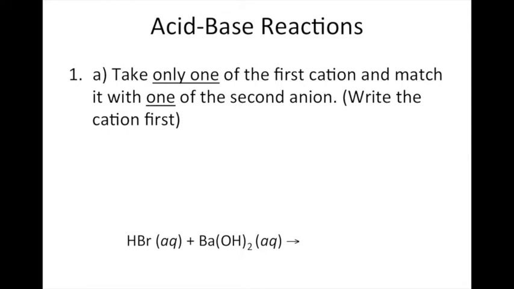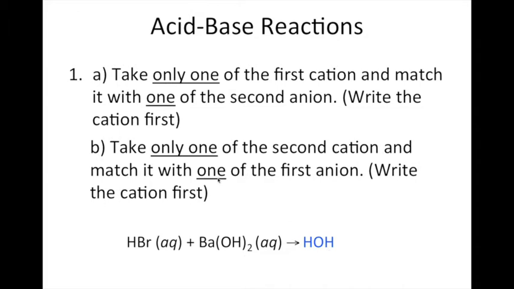So there's a few steps that we want to follow. The first thing, in order to predict the products, we take only one of the first cation, in this case it would be H+, and we match it up with only one of the second anion, which would be our hydroxide. Now we have two hydroxides, but we only want to match one cation with one anion. So if we put a H+ and an OH-, we get HOH.